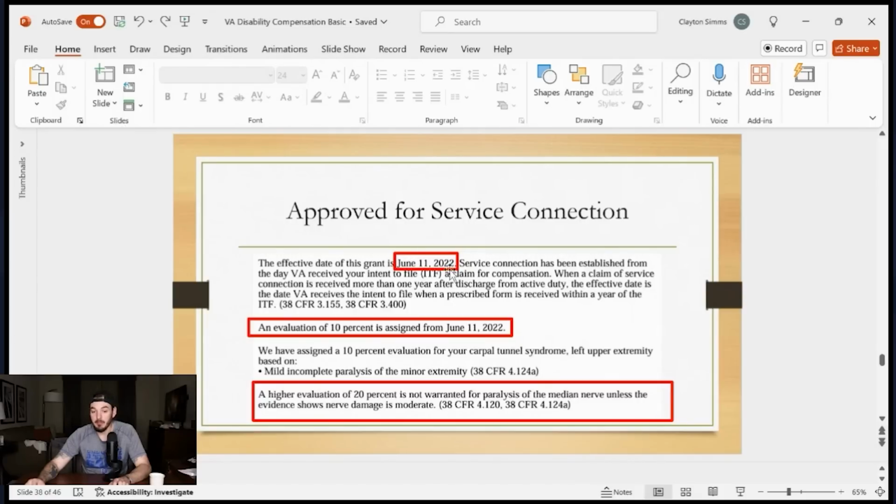That is for back pay. So you will be back paid to June 11th. The VA pays in arrears, so it's really going to be July. All right, had to do some month math there. All right, an evaluation of 10% is given.